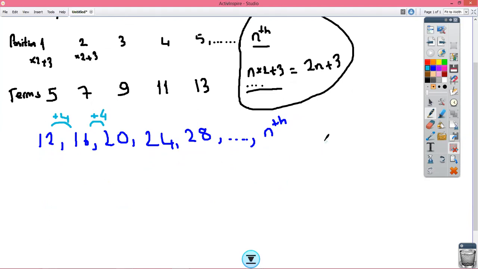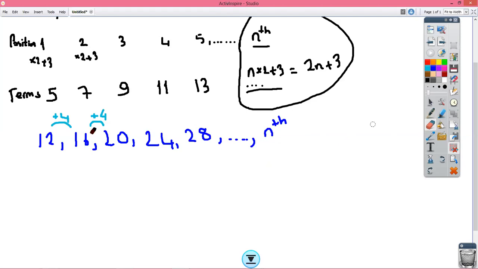If I write n plus 4, you have to find the position of the term. The first term will be 5. Now here something is missing. Here we have to find the position to term rule. How will we find the position to term rule?